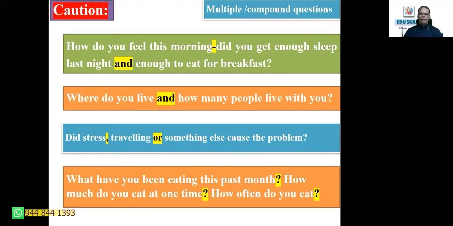Did stress, traveling, or something else cause the problem? So these are the various ways multiple questions or compound questions are formed. Either you can put a comma or hyphen, then here comma, then a conjunction is used. So don't use this type of questions in your speaking subtest.